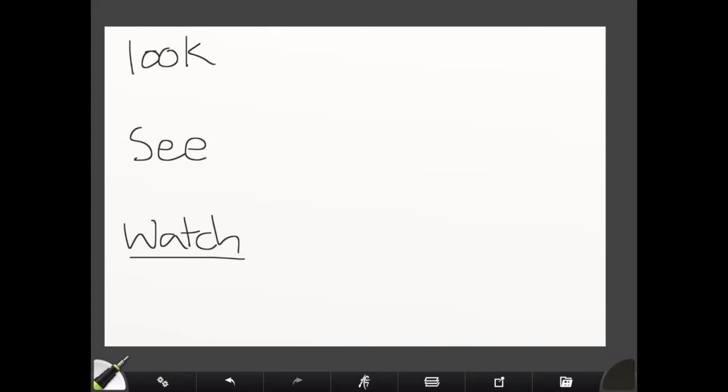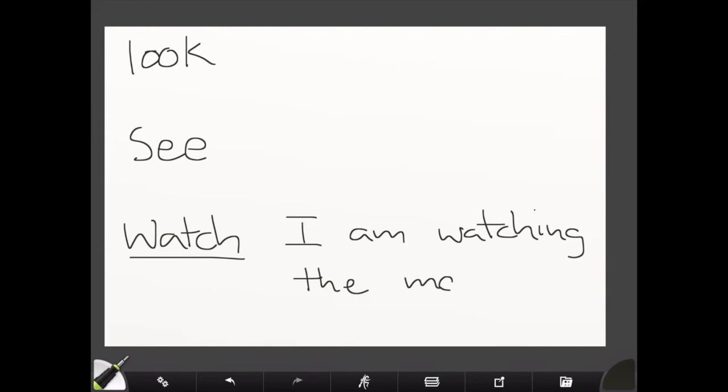Usually people use the word watch if they go to see a play or they're watching a movie, so let's use it with a movie. I am watching the movie. Okay, so I am watching the movie. I mean, you can use any pronoun you want. You can say you are watching the movie, he is watching the movie, she is watching the movie, we are watching the movie, they are watching the movie.